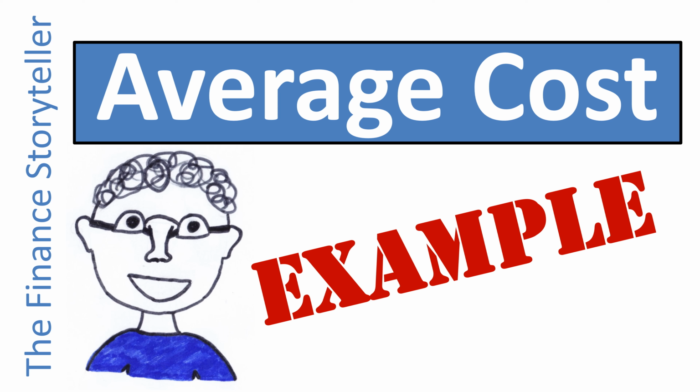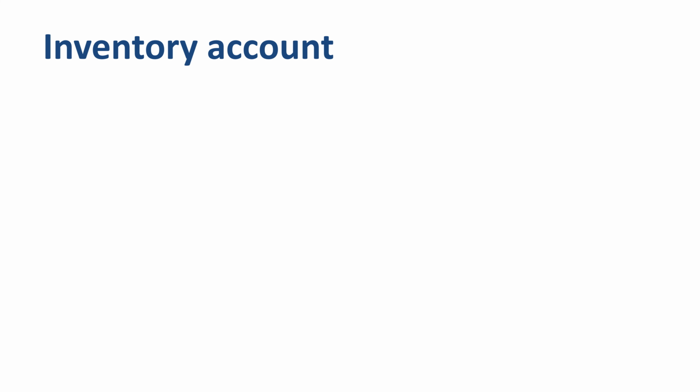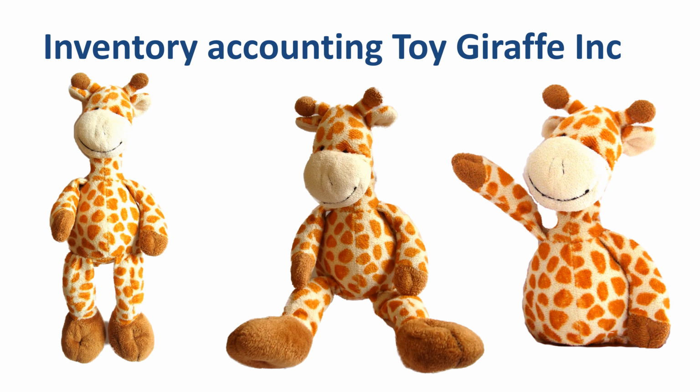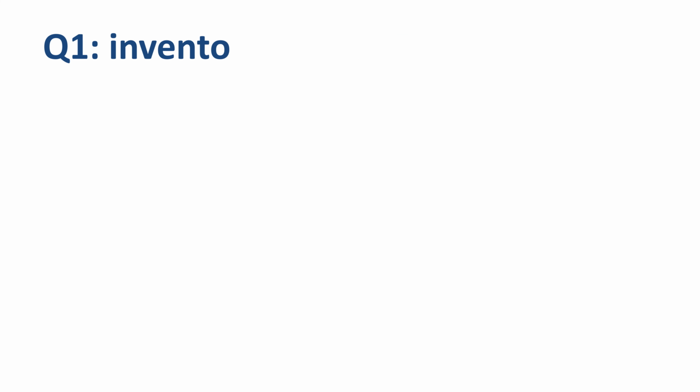Here's an example of inventory cost accounting using the average cost method. We will do the inventory accounting for a fictitious company called Toy Giraffe Inc, a company buying and selling toy giraffes. In the first quarter of the year, Toy Giraffe Inc is building up its inventory.